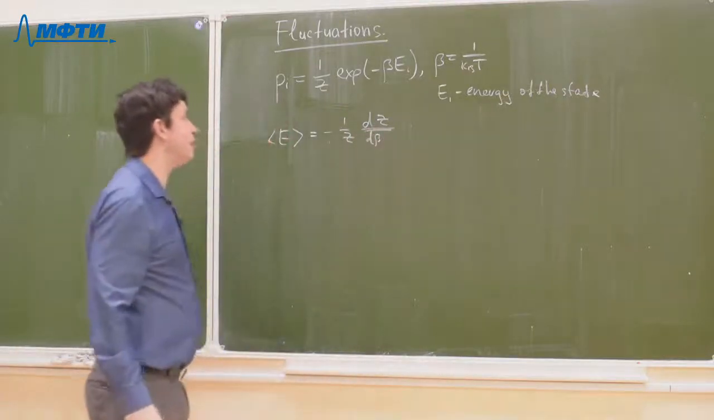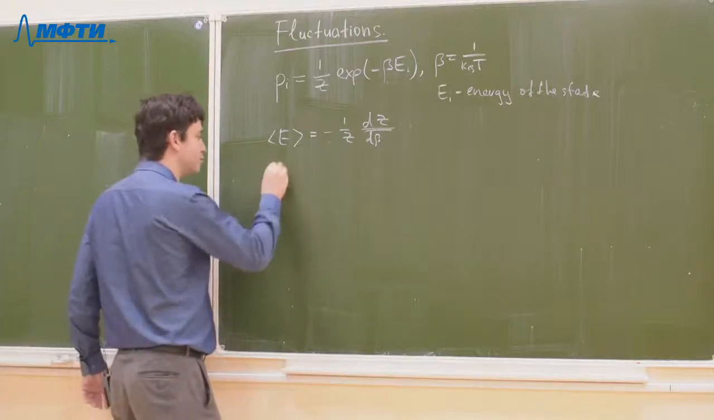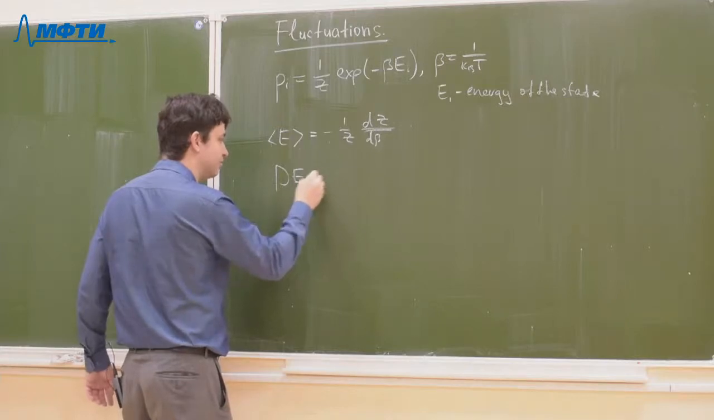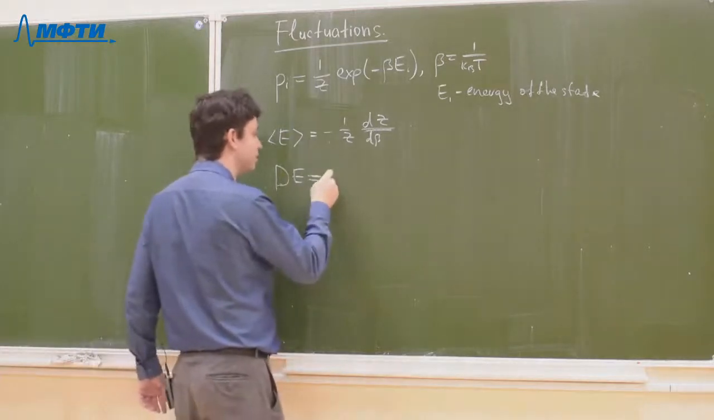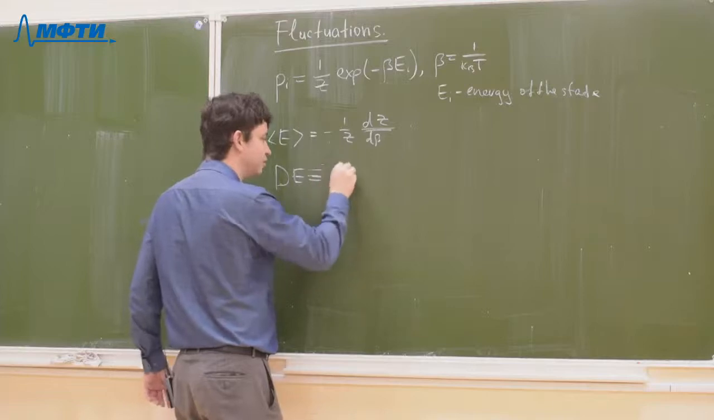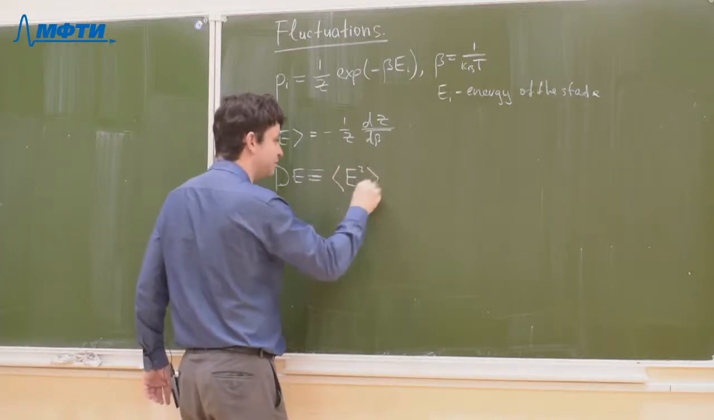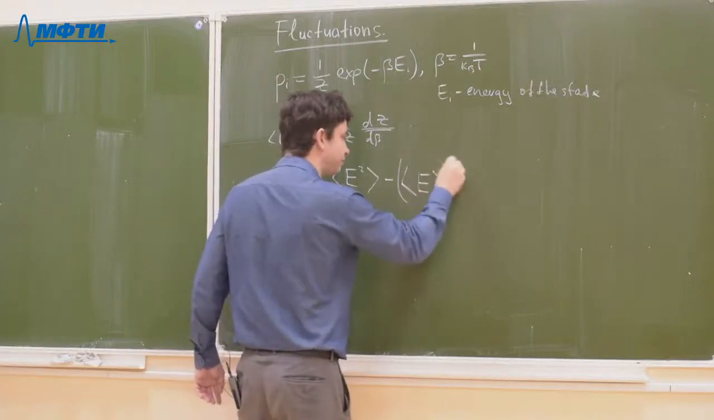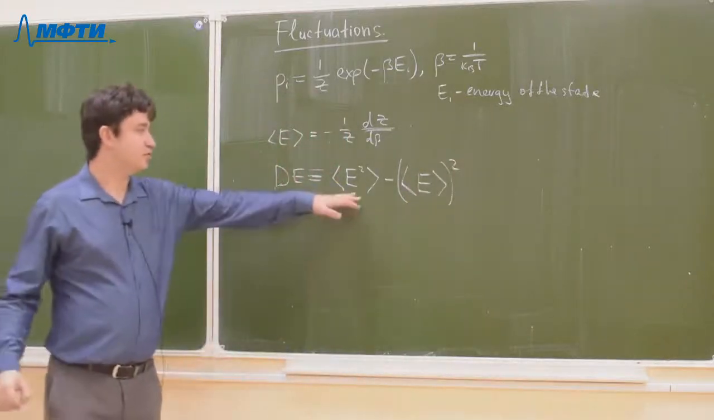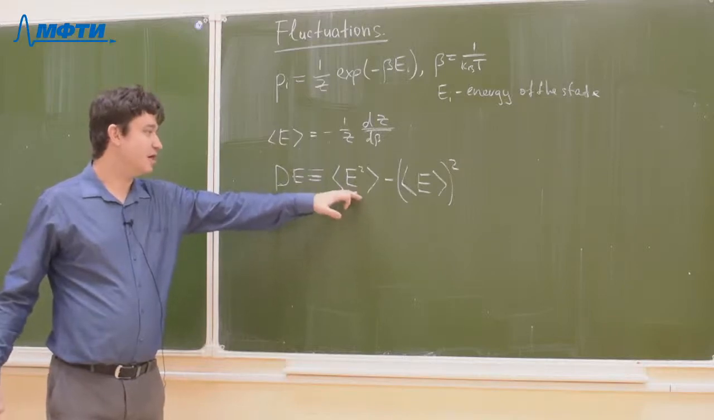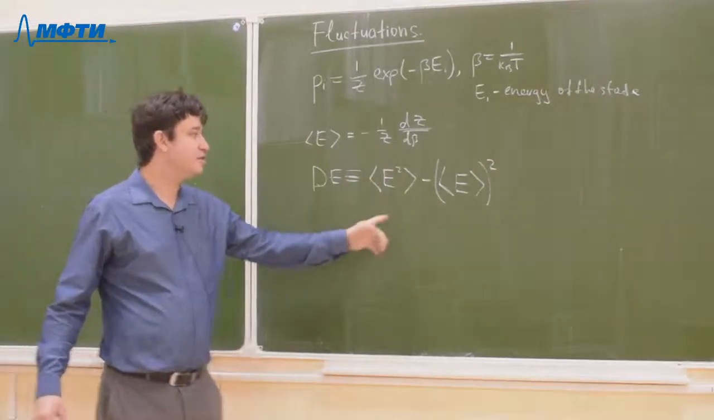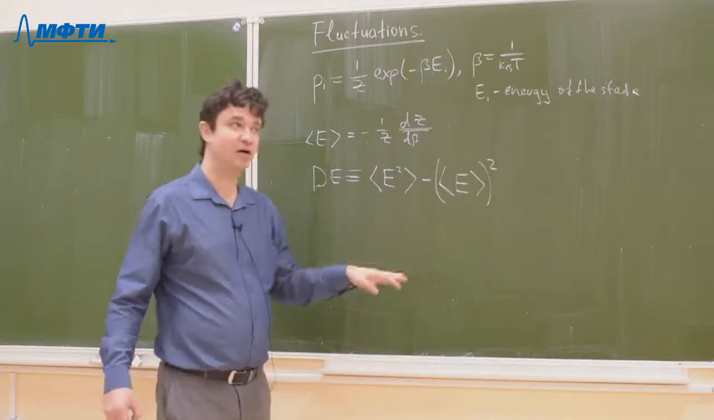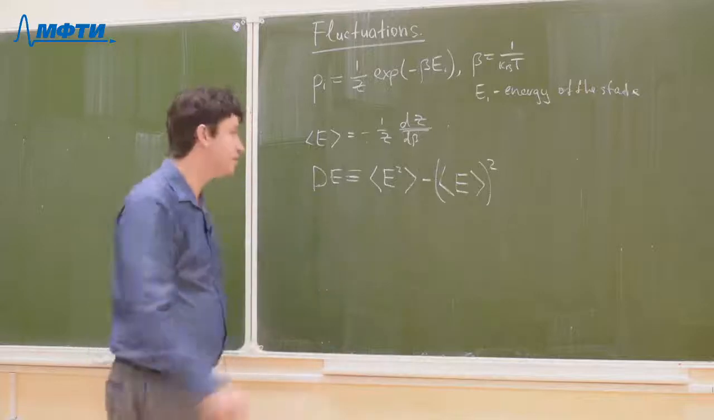Now we are going to derive the variance of energy, dE, which is defined as this difference. So first we need to calculate the average square of energy and subtract the squared average of energy from this value. I believe I also have derived this before.